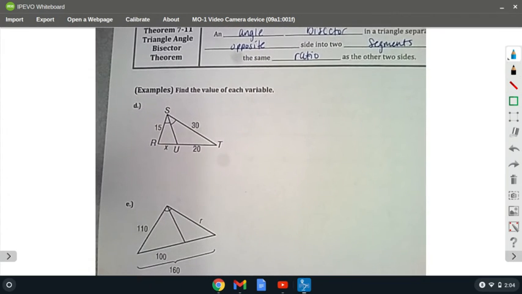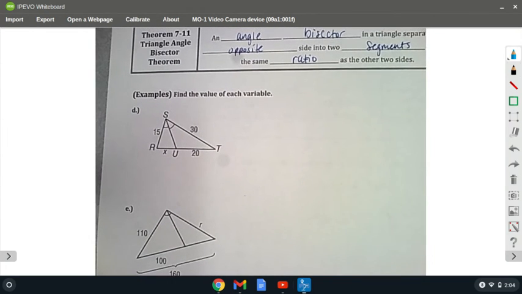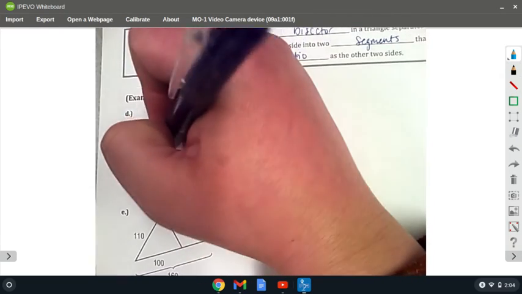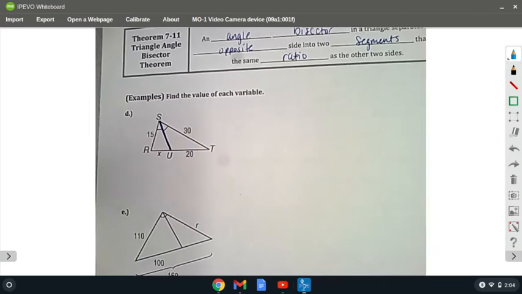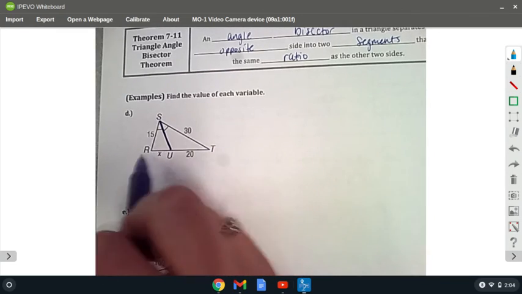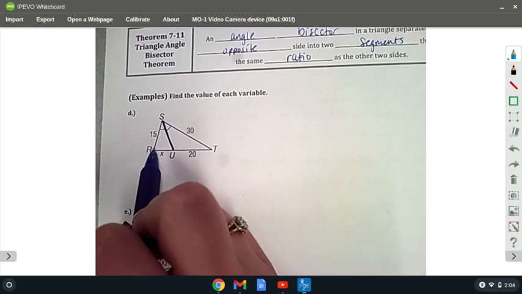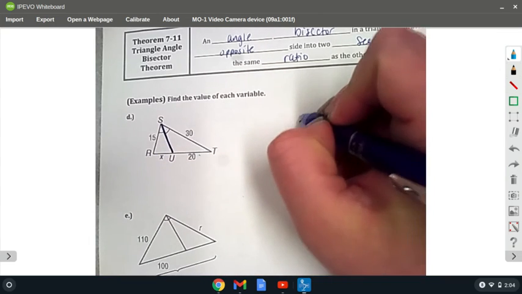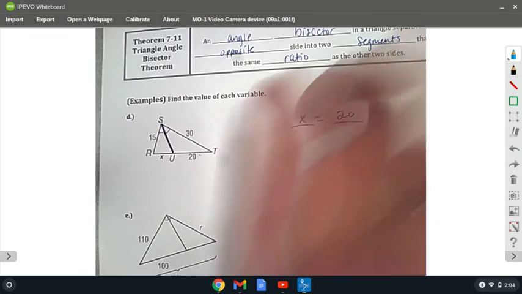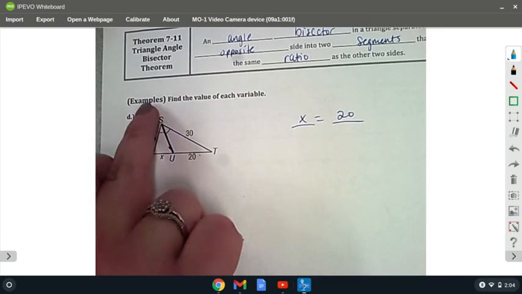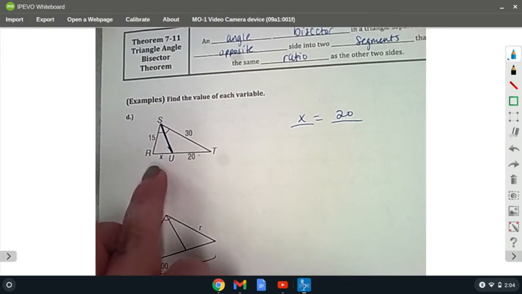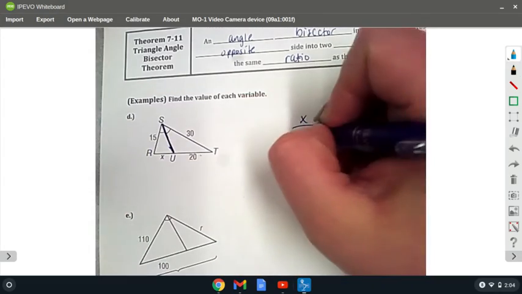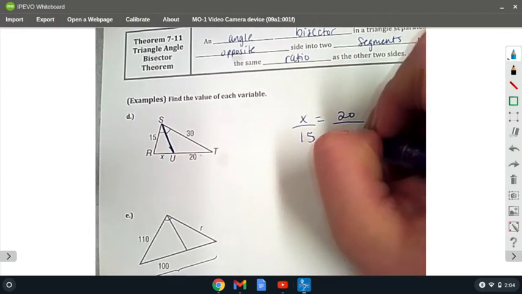So if I'm looking at this picture, find the value of each variable here. All they told me here is that this angle bisector splits this segment into two pieces that have the same ratio. So that means this is proportionate to this. So I can say that x is similar to 20. It's the two pieces that this angle bisector is cutting it into. In this little section with x is 15, and that is similar to 30.